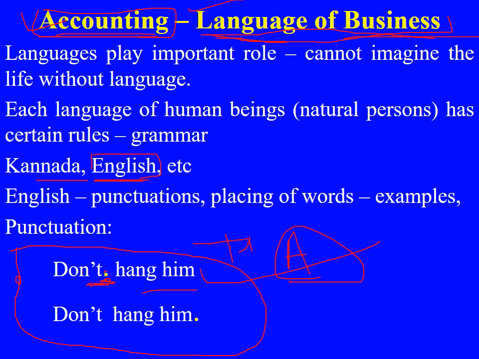If you are telling that you are not going to hang that individual, but you are putting a full stop after "don't", which means "don't" is separate and "hang him" is separate. So "hang him" means you are going to hang. Like this, even a single punctuation can harm the meaning of a sentence in the normal case.